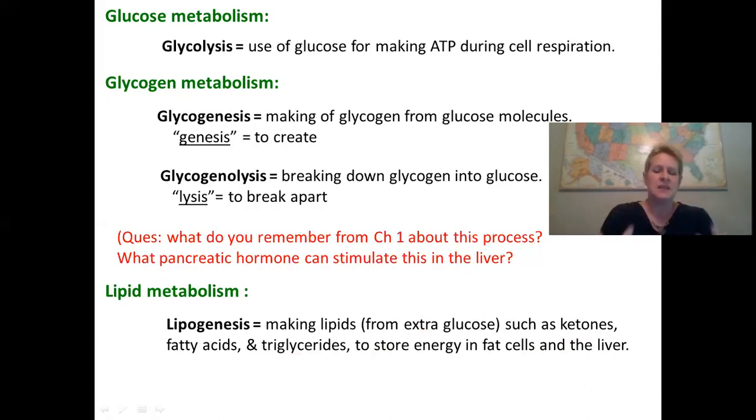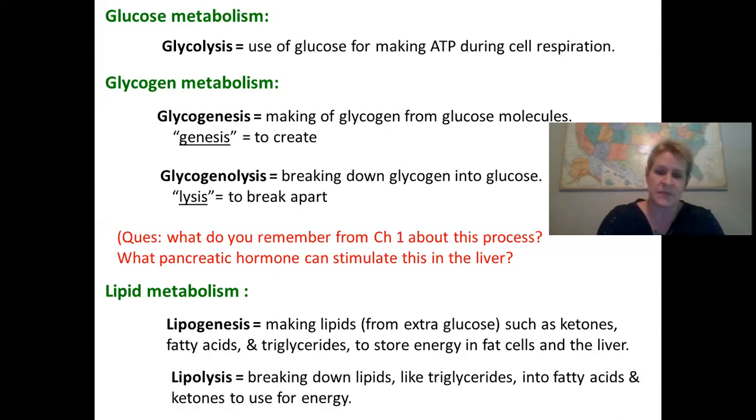Now, if your body needs it, it can take those fat stores and break them down into things like, well, back to fatty acids and ketones and even glucose. And that's called lipolysis. So it's got lipo for fat, and lysis means to break apart. So you break down triglycerides into fatty acids, which you can use for energy, into ketones, which you can use for energy, and you can even take basically fats and turn them back into glucose, because that's where they came from in the first place.